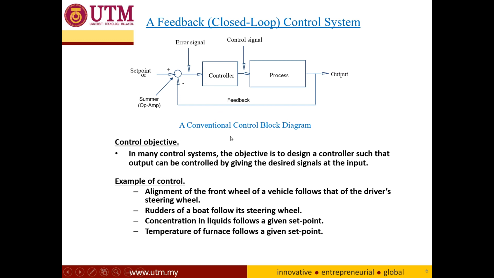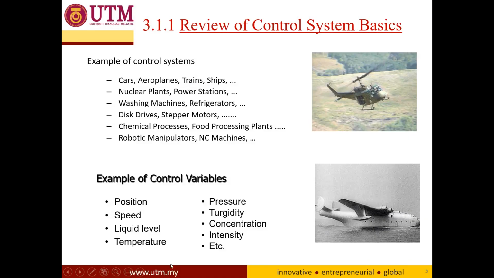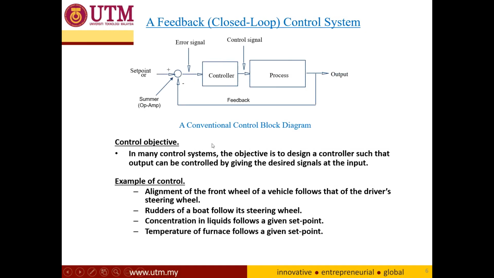The control objective is to design a controller such that output or control variable can be controlled by giving the desired signals at the input. So here, this output is also known as controlled variable, and some examples are as follows. So normally we would have a reference or set point which will be compared with the controlled variable that will generate the error signal. The error signal will go to a controller, and the controller will generate a control signal or manipulated variable.